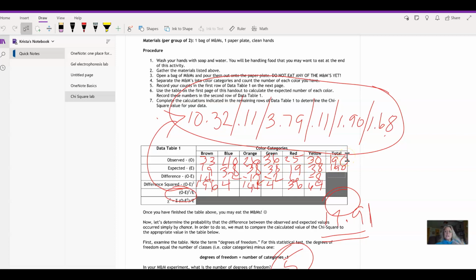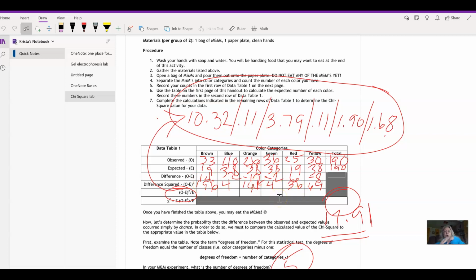Okay. So now my difference, I just subtract them, and you're going to probably have some negative numbers, which is fine. So you subtract the expected from the observed. So O minus E, 33 minus 19 equals 14. 40 minus 38 is 2, 26 minus 38 is negative 12, and so on. You go ahead and square this number right here, the difference squared. So 14 squared is 196, etc.